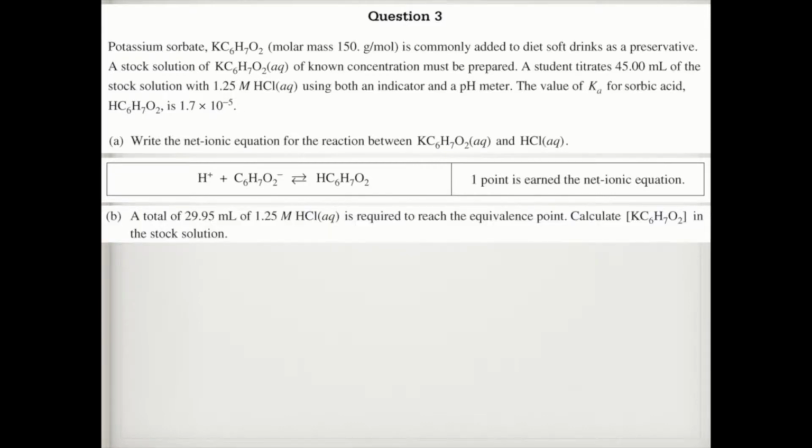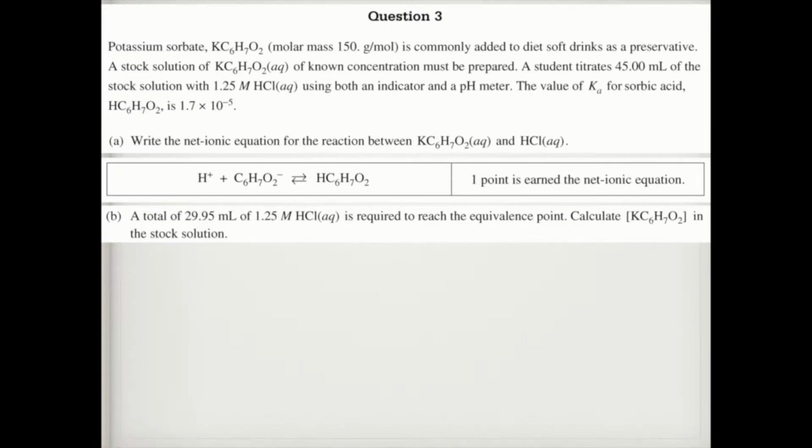In B, it said a total of 29.95 mL of 1.25 molar HCl is required to reach the equivalence point. Calculate the concentration of your potassium sorbate. So you need to take the volume of hydrochloric acid, convert that into liters, multiply by the molarity, that will give you your moles of HCl, right? Then it's a 1-to-1 ratio. So however many moles you get for HCl, that's the number of moles of potassium sorbate. And then you're going to divide it by the volume that you use.